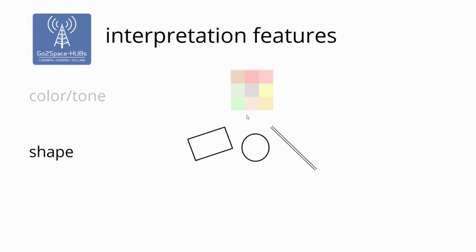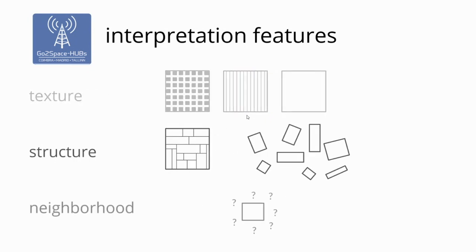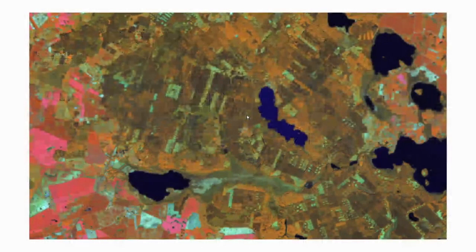of spatial features. Like it's not only one pixel, but a group of pixels. So the objects have shape, they can have different sizes, they can have different texture, structure, neighborhood, etc., etc. So using all this set, we can interpret the image.